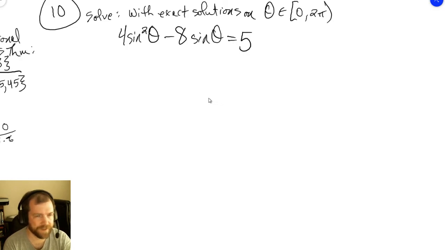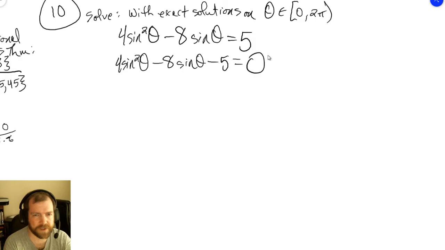So, what do you have to do? Oh, look, it's a quadratic. Do the AC method. So, 4 sine squared theta minus 8 sine of theta minus 5 equals 0. I did this on purpose, right? Students fall into this trap all the time, and I tell them explicitly, do not fall into this trap.